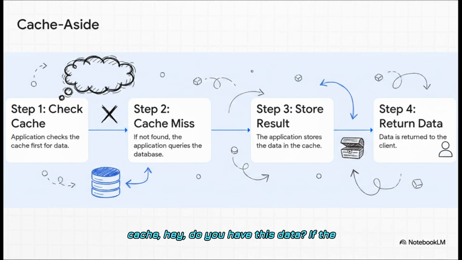First, your app asks the cache, "Hey, do you have this data?" If the cache says no, that's called a cache miss, the app then goes and gets the data from the database itself. But here's the key. Before it sends the data back to the user, it puts a copy in the cache for the next time someone asks. It's simple, it's effective, and it's what most people mean when they just say caching.